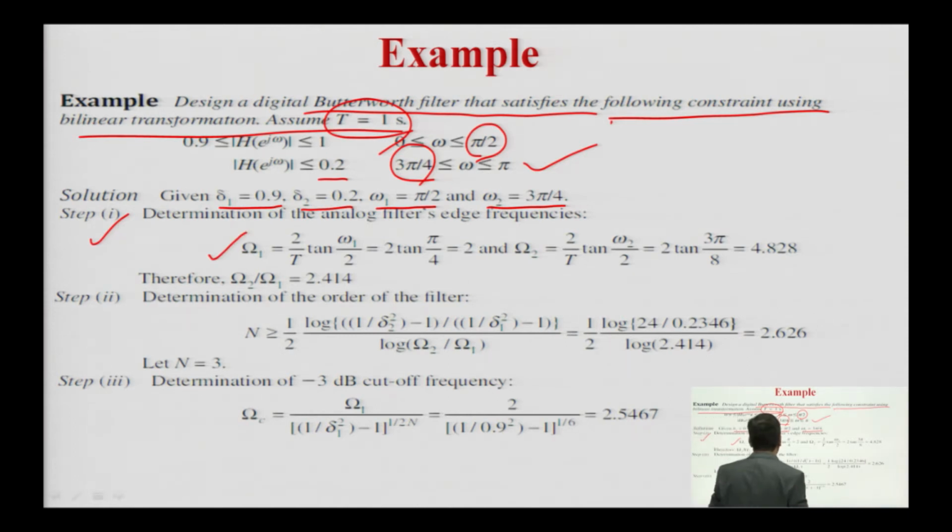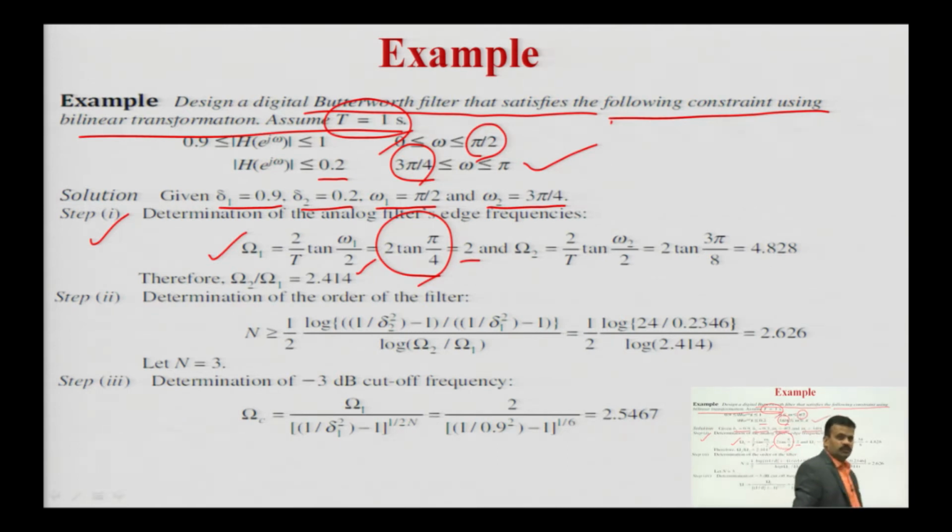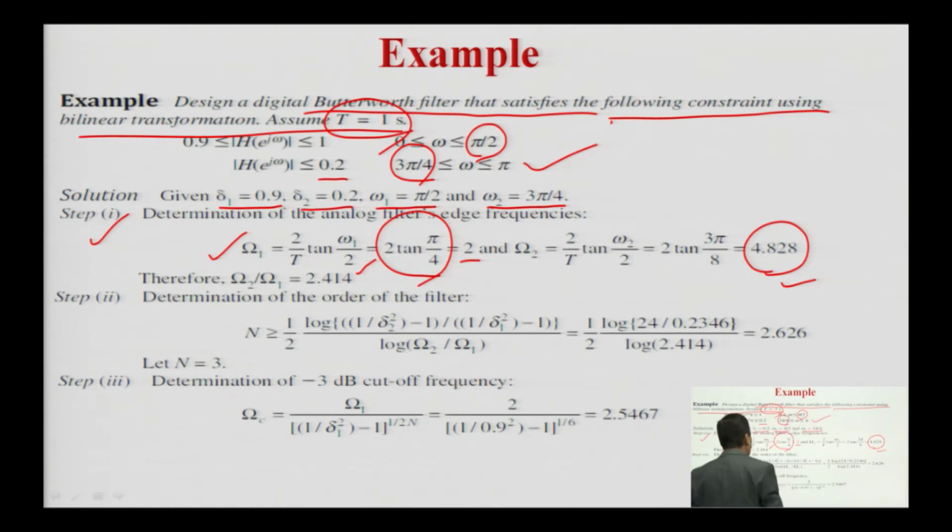Ohm 1 is equal to 2 upon T tan omega 1 upon 2. So, 2 upon T is equal to 1 here, tan omega 1 it is pi by 2, so it will be pi by 4, and tan pi by 4 is equal to 1. So, it will be 2. Similarly, ohm 2 is equal to what? Tan omega 2 upon 2, it means 2 tan 3 pi by 8, and it will be 4.828. So, now you are getting ohm 1 and ohm 2, and its ratio is 2.41.